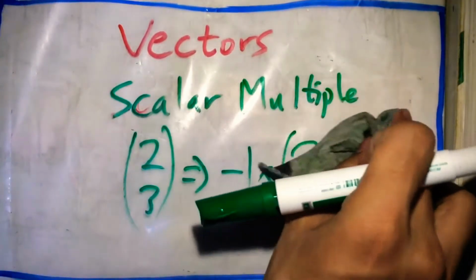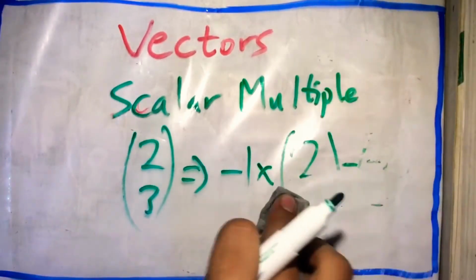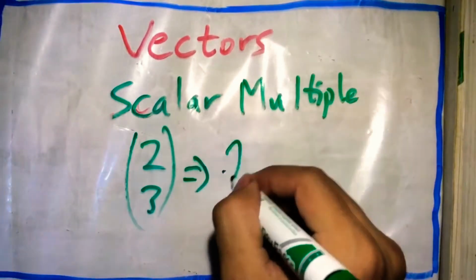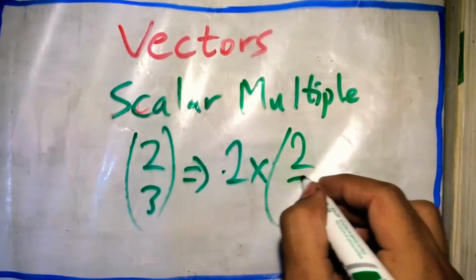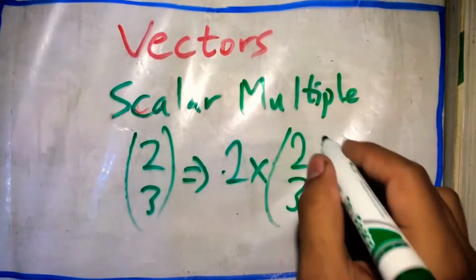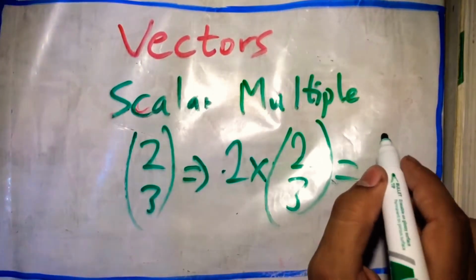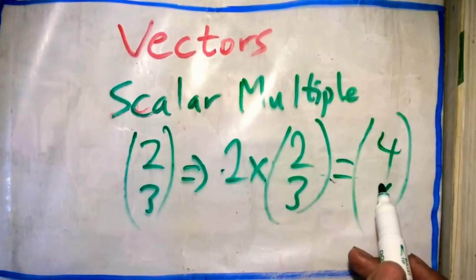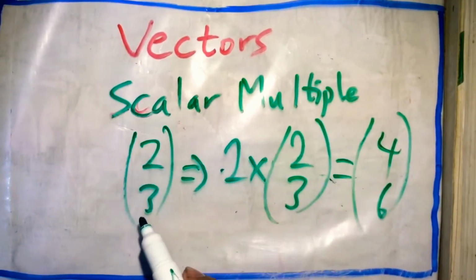Similarly, if we wanted a vector which was twice the size of (2, 3), we would multiply it by 2, 2 being the scalar multiple, and the new vector would be (4, 6). These two will be parallel, but this will be twice this one.